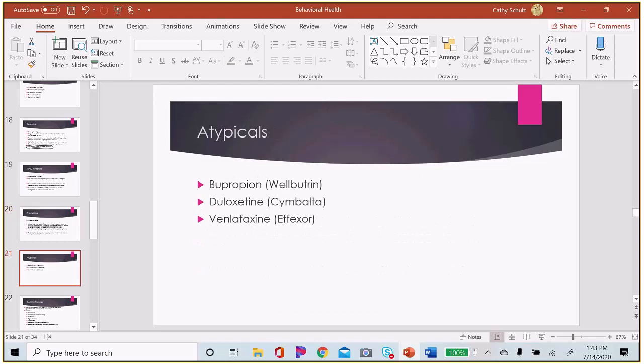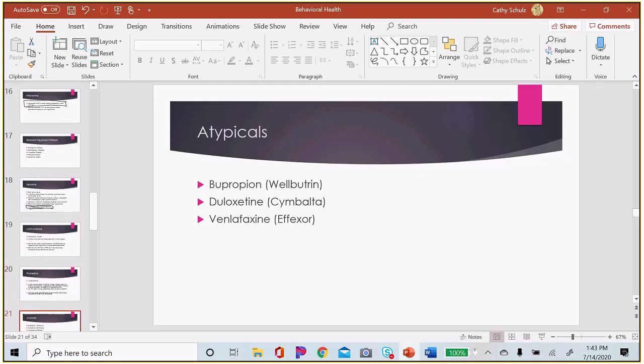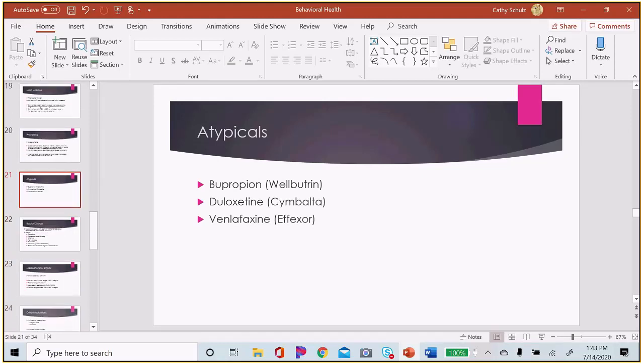So other medications that are sometimes used for depression: bupropion is Wellbutrin, duloxetine or venlafaxine, Cymbalta and Effexor, also are affecting norepinephrine. Those are some other medications that are used for depression, but those won't be on the exam.